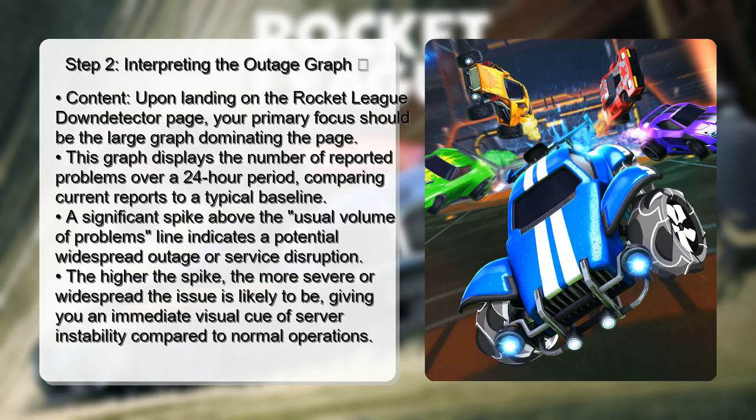Step: interpreting the outage graph. Upon landing on the Rocket League Downdetector page, your primary focus should be the large graph dominating the page. This graph displays the number of reported problems over a per-hour period, comparing current reports to a typical baseline. A significant spike above the usual volume of problems line indicates a potential widespread outage or service disruption. The higher the spike, the more severe or widespread the issue is likely to be, giving you an immediate visual cue of server instability compared to normal operations.